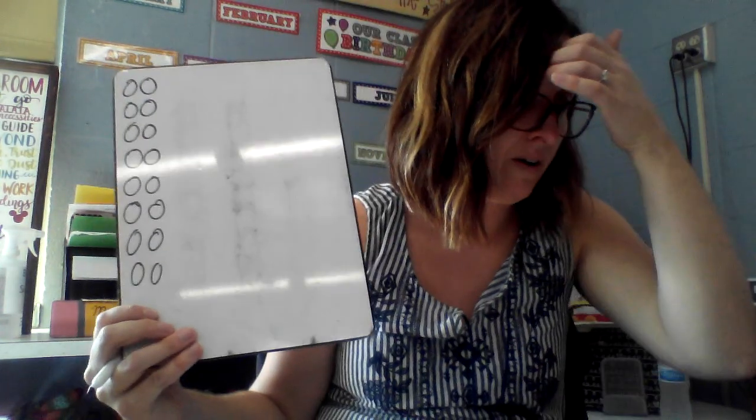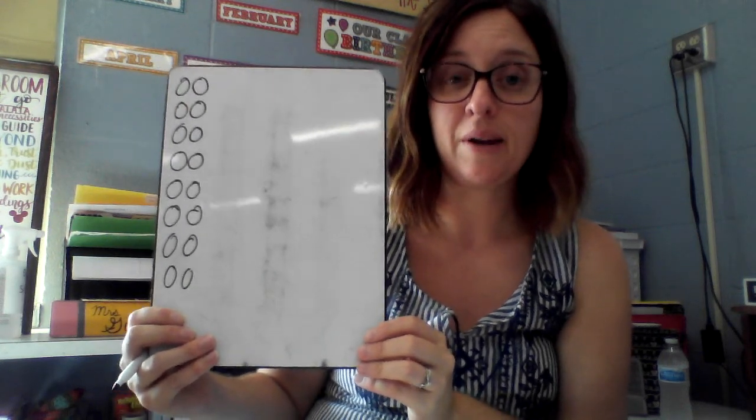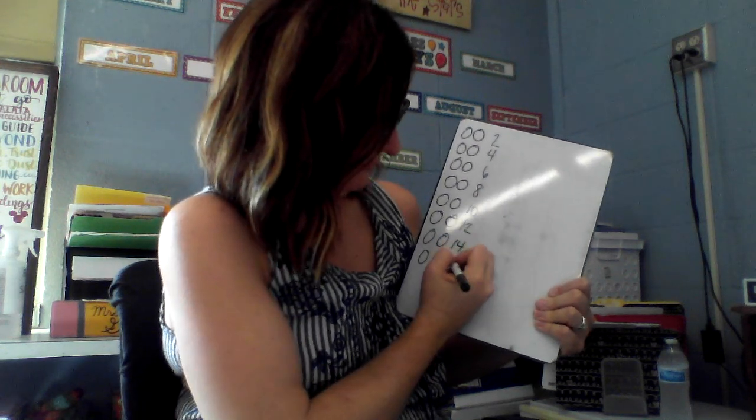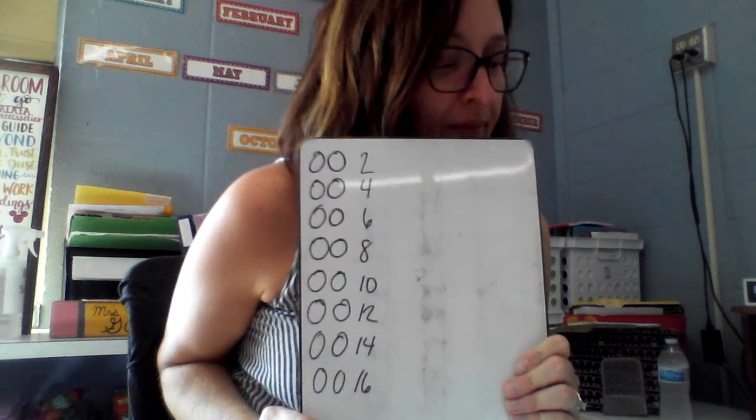Let me show you another one. Okay, let's take a look at this one right here. This has got 8 rows of 2. So let's take a minute. I'm going to skip count by 2's to find out how much that is. So I go 2, 4, 6, 8, 10, 12, 14, 16. Okay, 8 rows of 2 equals 16.